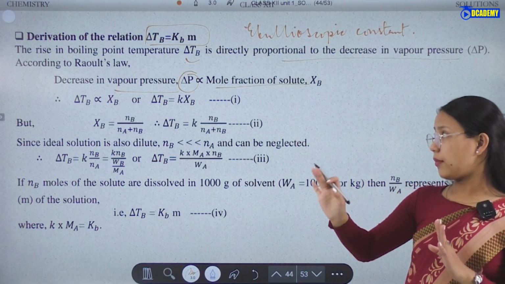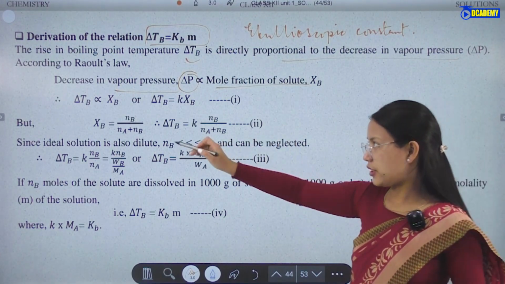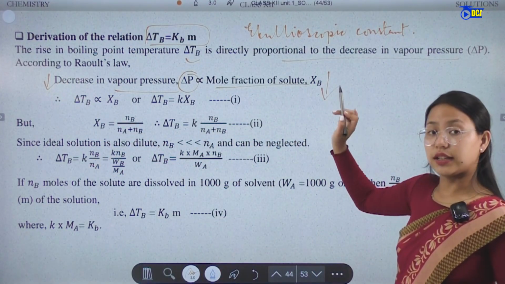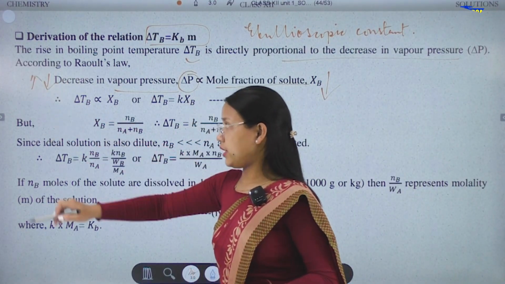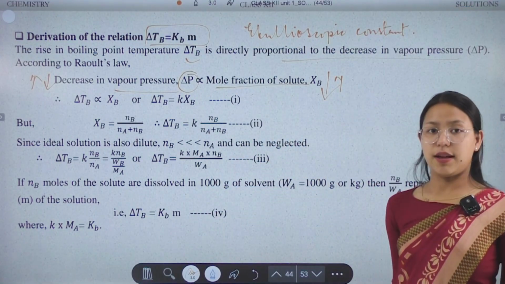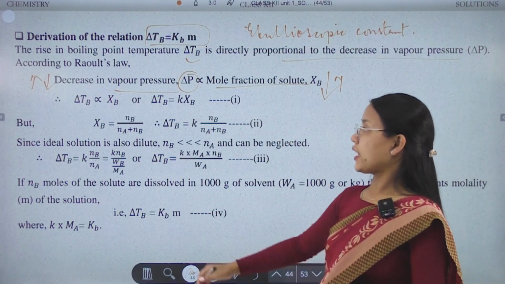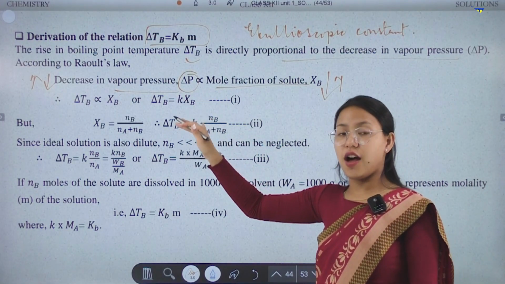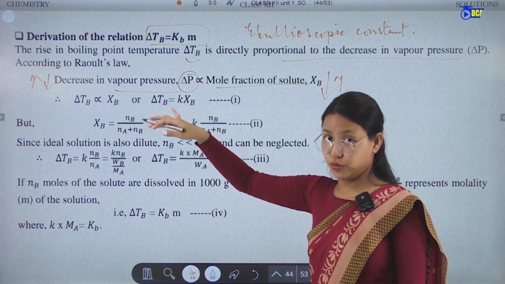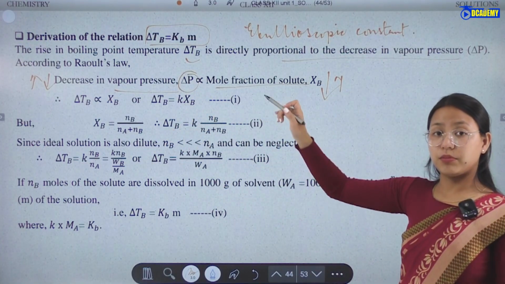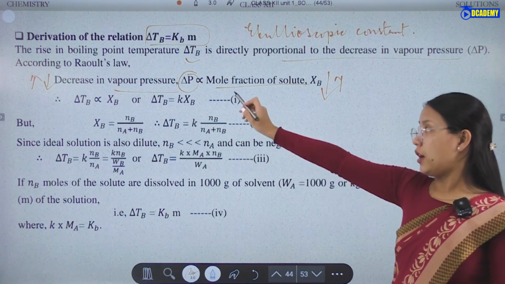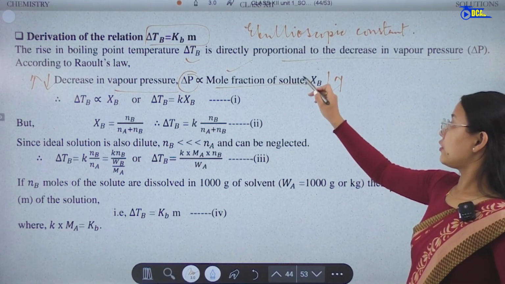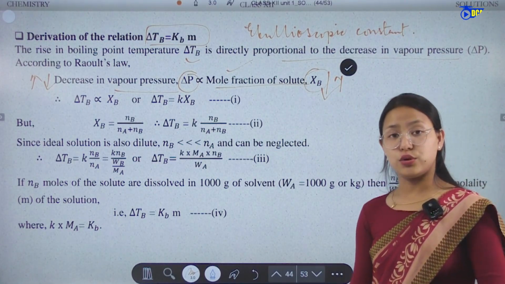For example, if the decrease is lower, the mole fraction will decrease; if it increases, the mole fraction will increase. According to Raoult's law, the decrease in the vapor pressure of the solution or the solvent is directly proportional to the mole fraction of the solute particles.